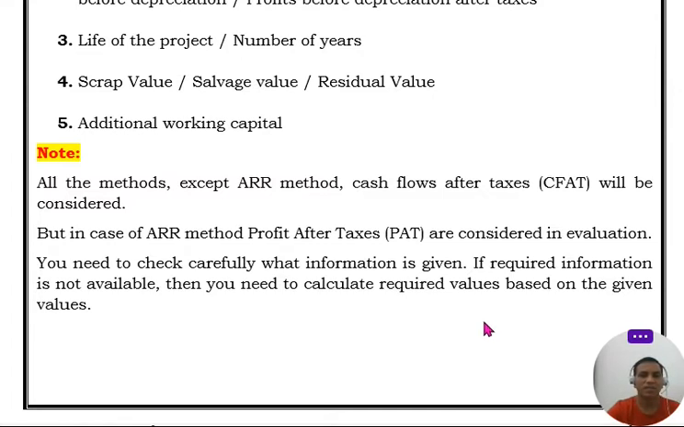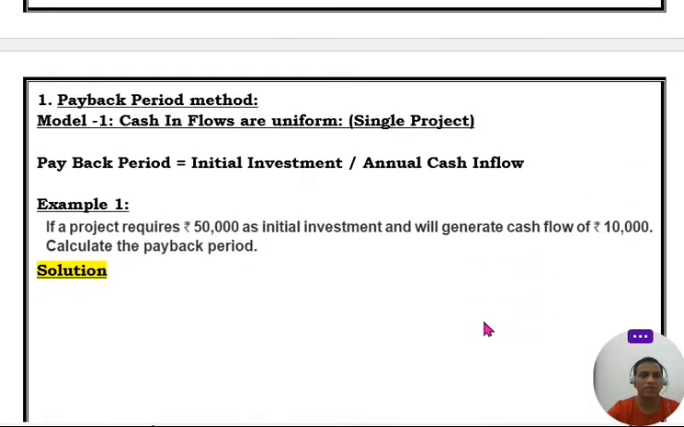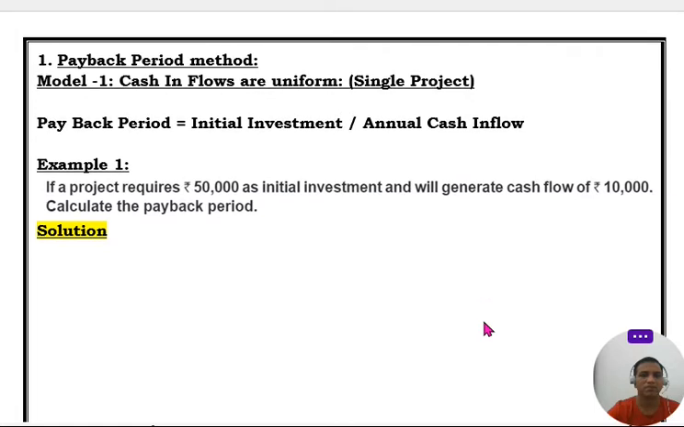Under non-discounted cash flow methods, the first one is the payback period method. Payback period means in how many years you are getting the cost of investment back in the form of returns, cash flows. In other words, in how many years the cost of investment will be recovered in the form of cash flows.